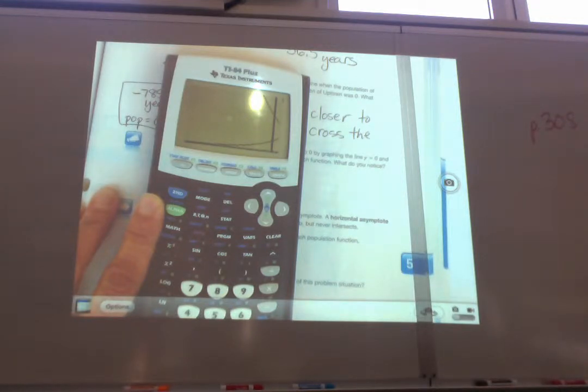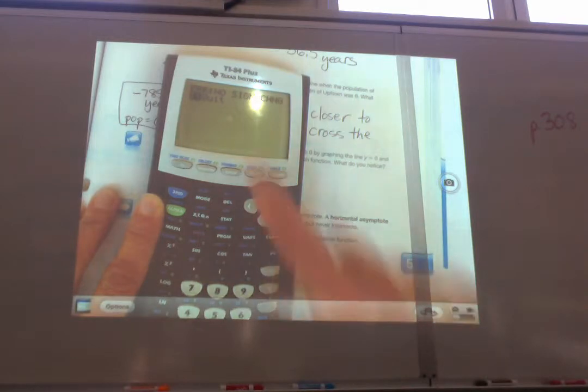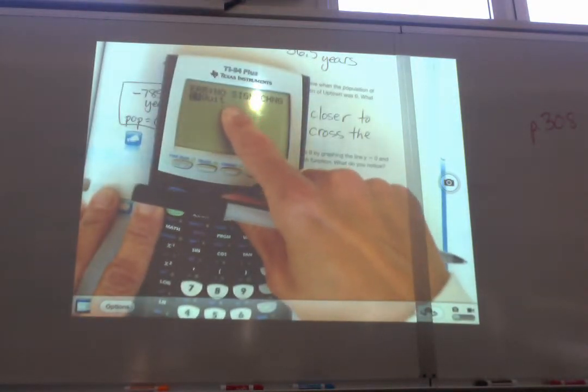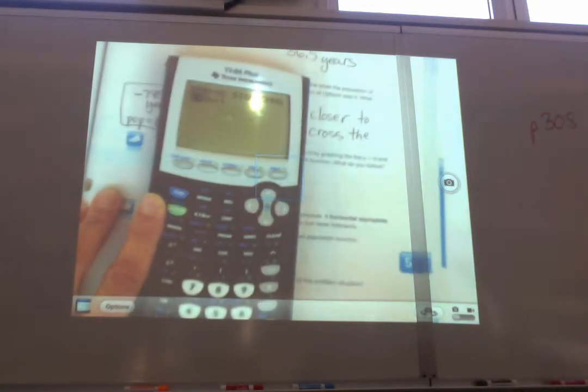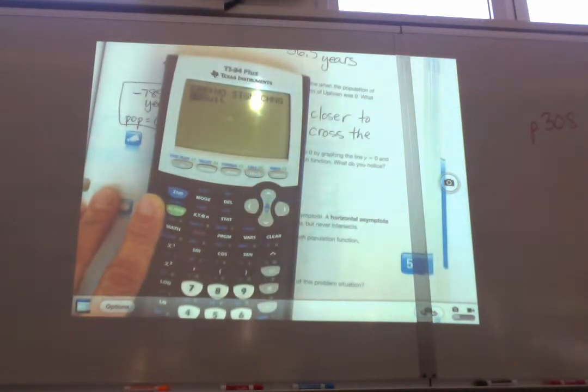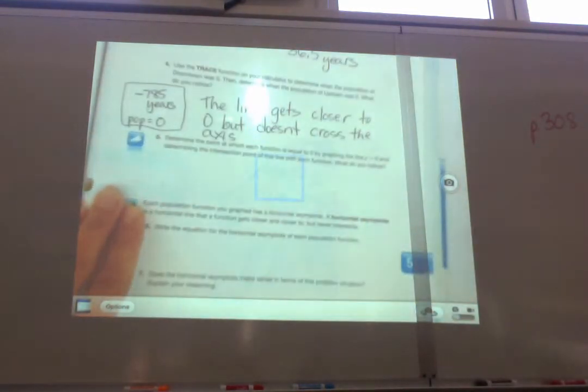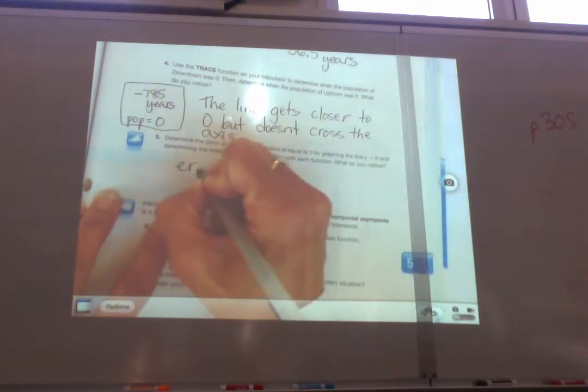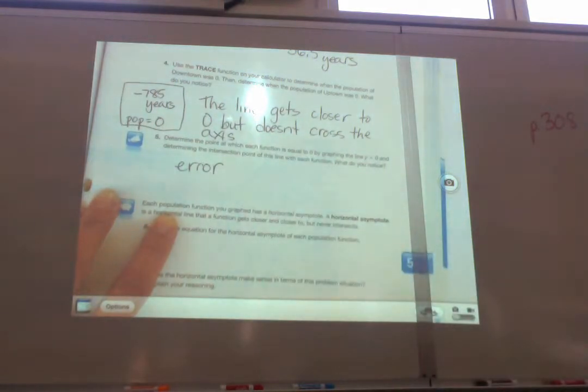It's trying to find 0. Error! It can't do it. Okay? So it's saying it can't find 0 on these graphs. Alright? These graphs get error. Did you guys get error or did you get something?